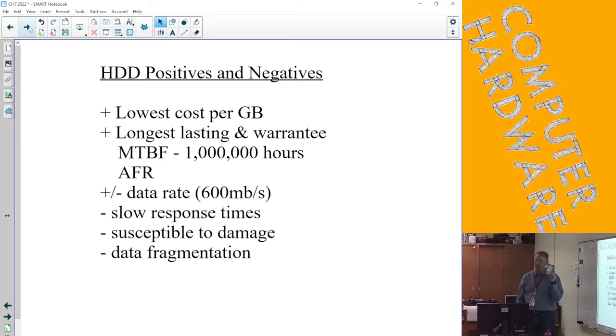Most of these are 5-year warranty. Most of these are 3 at best. Most of them, they're rated 2 ways because they last longer. Mean time before failure: the rated mean time before failure of most hard drives is 1 million hours. It's 114 years. Or they're rated for annualized failure rate, how often one of these fails in a given year.